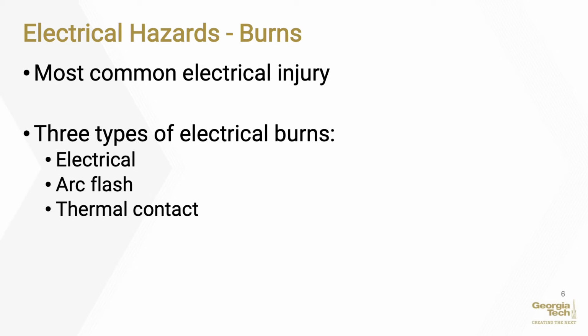Electrical burns are the most common electrical injury. The 3 types of burns from electricity are electrical, arc flash, and thermal contact. Electrical burns result from heat generated by the flow of electric current through the body. Arc flash burns are high-temperature burns caused by an electric arc or explosion. Thermal contact burns are caused when the skin touches hot surfaces of overheated electric conductors, conduits, or other energized equipment. Thermal burns also can be caused when clothing catches on fire, as may result when an electric arc is produced.